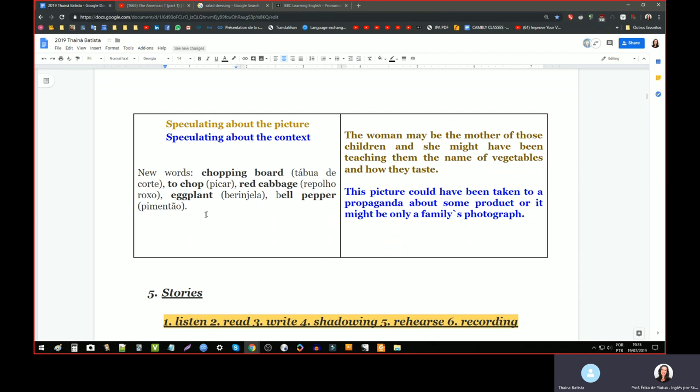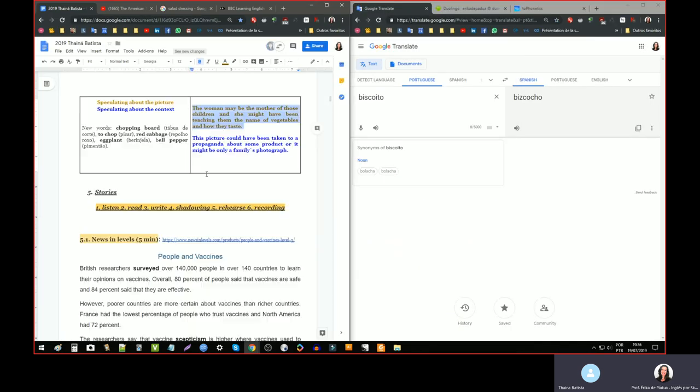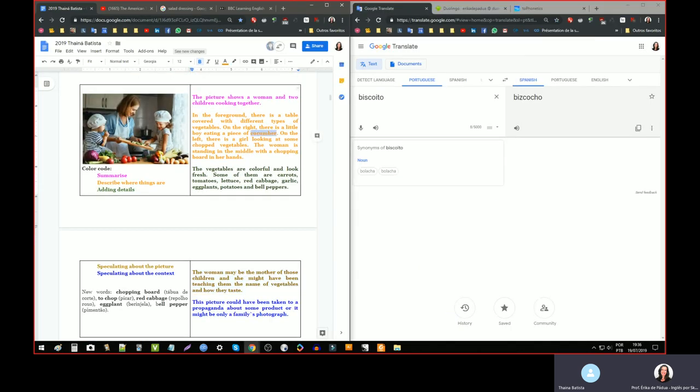So, new words, right? You learned some verbs related to cooking, some vegetables. You used very well what you learned in the grammar, right? The ways to speculate using modal verbs. Here, just the pronunciation of this word.